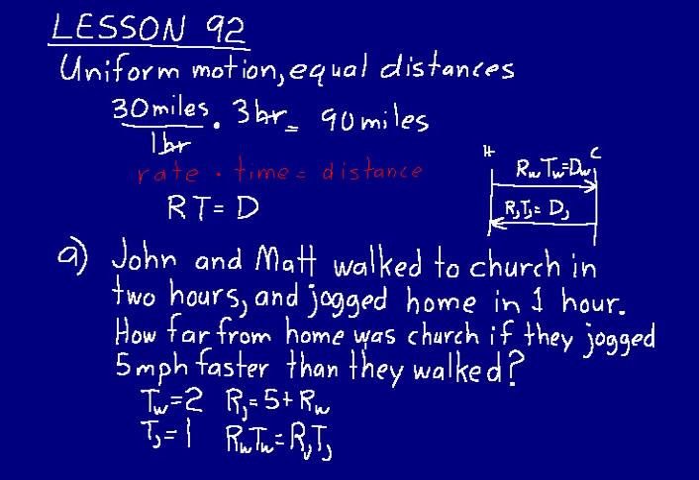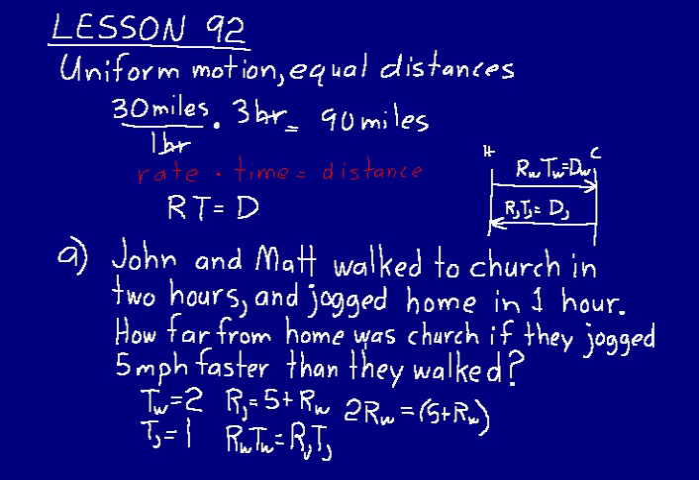So let's figure out how far away home was. We're going to have a rate times a time. We know our times. Let's solve for one of the rates. RJ is equal to 5 plus RW. So let's substitute that into the rate times time equation. We have RW times a time walked of 2, so we'll put a 2 in front here. 2RW is equal to RJ, which is 5 plus RW, times TJ, which is just equal to 1.